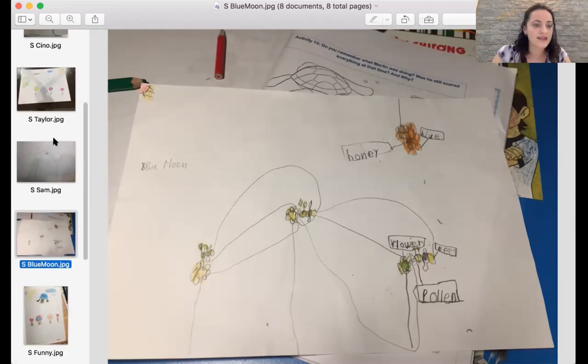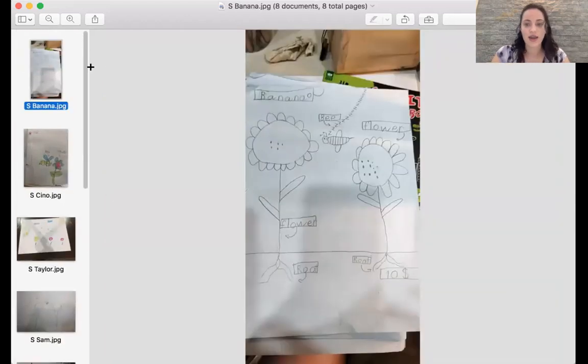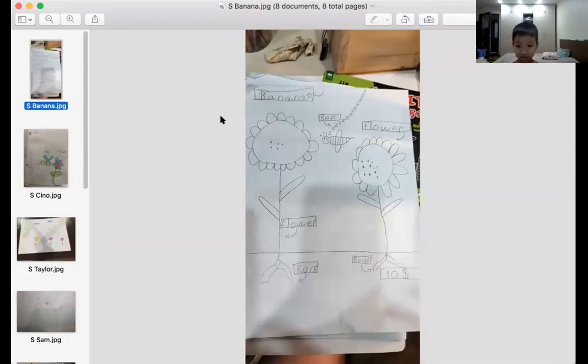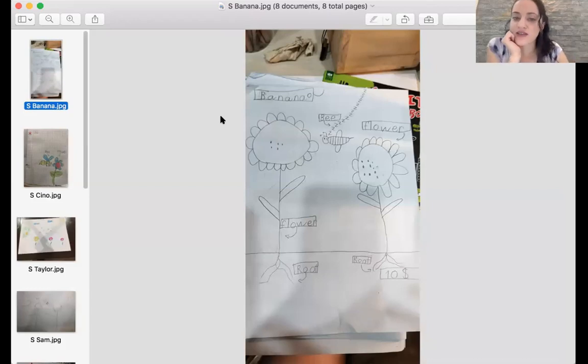Banana, could you tell us about your drawing? Yes. Go ahead. The bee take honey to the flower. The honey, or is it something else? What's the name of all of the little dots in the middle of the flower? The bee and the flower.